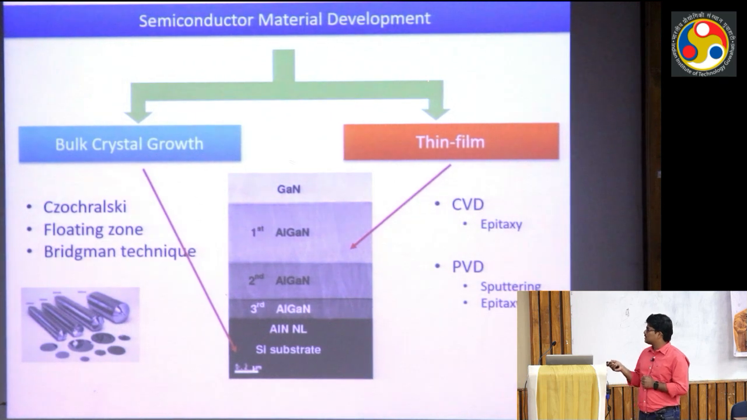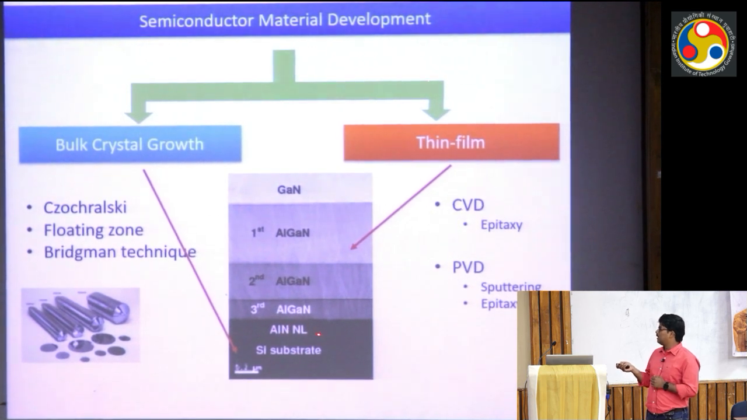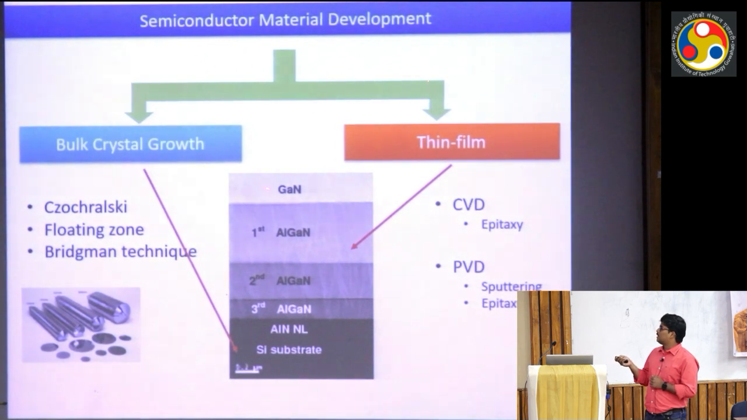What is this picture? This is a part of your gallium nitride device or transistor. Here the material starts from the silicon substrate. After that we have this aluminum nitride nucleation layer. NL stands for nucleation layer. After that we have this ternary alloy. Then we have this gallium nitride, and mainly the electrons in this transistor flow within this layer, that is the gallium nitride. But we need all the other material just to get better quality gallium nitride.